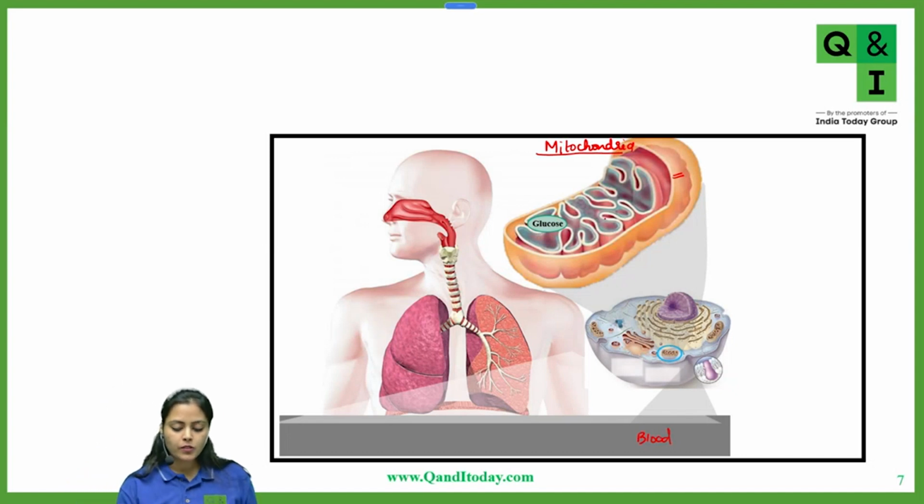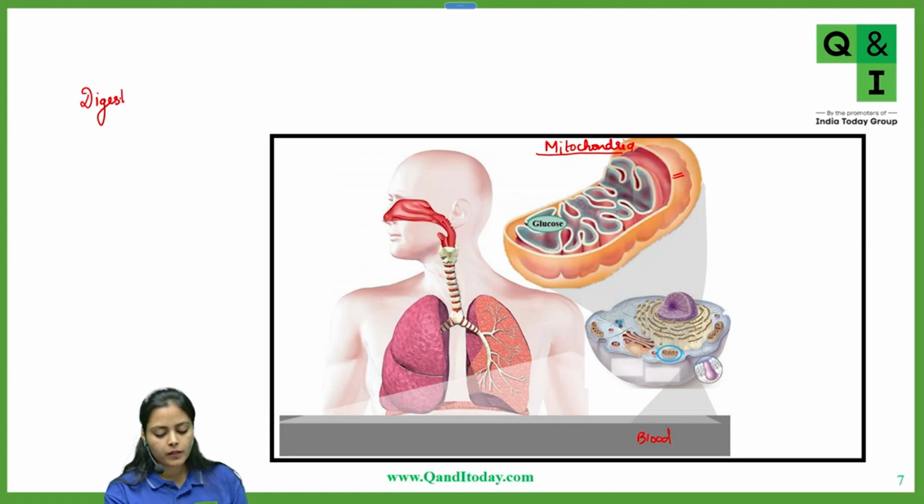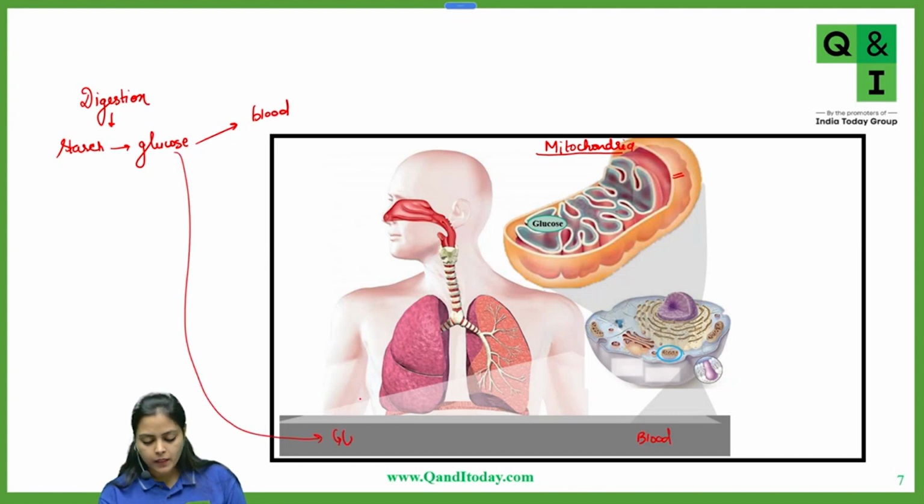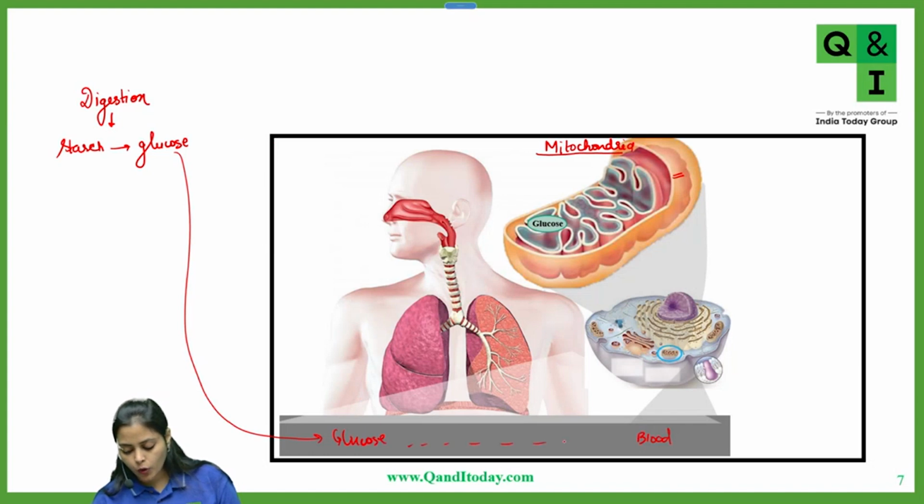Now there are two processes which are occurring. Students, please notice that through the process of digestion, starch was getting converted into glucose. And now this glucose was absorbed into the blood. I'm showing it here because this is the bloodstream. From here, the glucose gets delivered to various cells of the body, and inside the cell, the glucose is being taken up and digested by mitochondria.